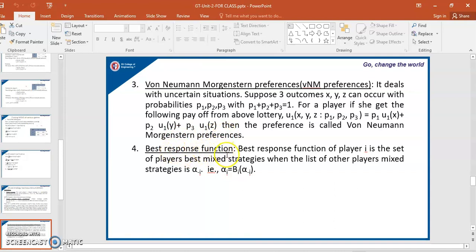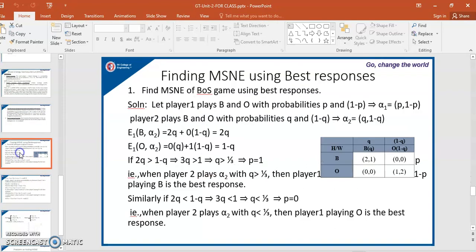The best response function of a player i is the set of the player's best mixed strategies when the list of other players' mixed strategies is alpha_minus_i, that is, alpha_i equals b_i of alpha_minus_i. Given the other players' strategies, what is my best strategy? That is called the best response function. So, let us see how to find mixed strategy Nash equilibria using best responses.